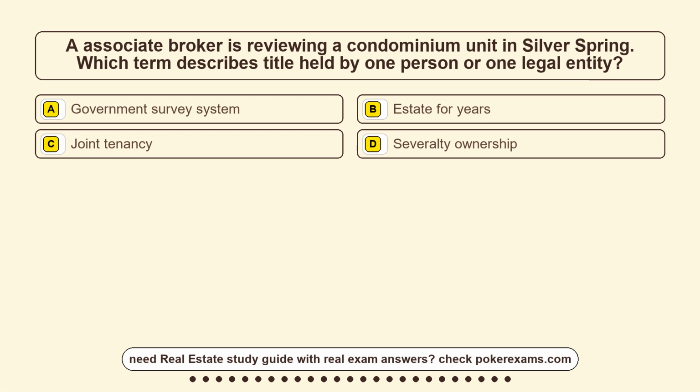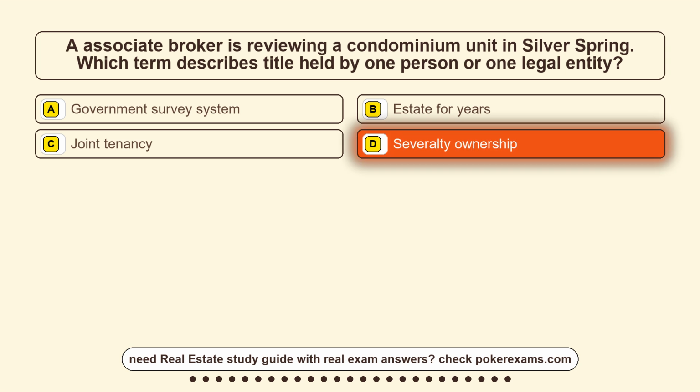Question 20. An associate broker is reviewing a condominium unit in Silver Spring. Which term describes title held by one person or one legal entity? Option A, government survey system. Option B, the estate for years. Option C, joint tenancy. Option D, severalty ownership. The correct answer is option D, severalty ownership.